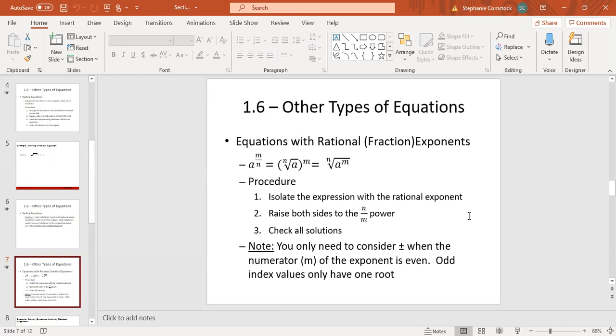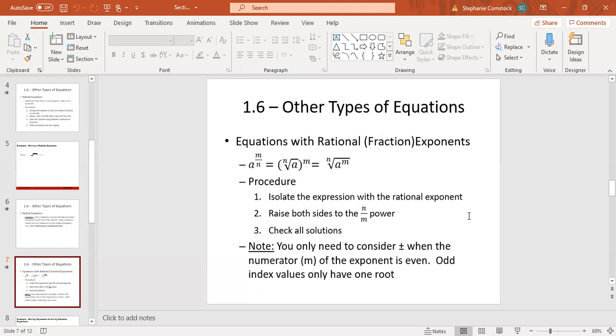Now, the way that we're going to do this is similar to how we did our square root one. We are going to get the equation that has the rational exponent by itself first. And then we're going to raise things to the m over n, or the n over m power. I'm going to show you this in a different format first before you see that. And then you do have to check your solutions.